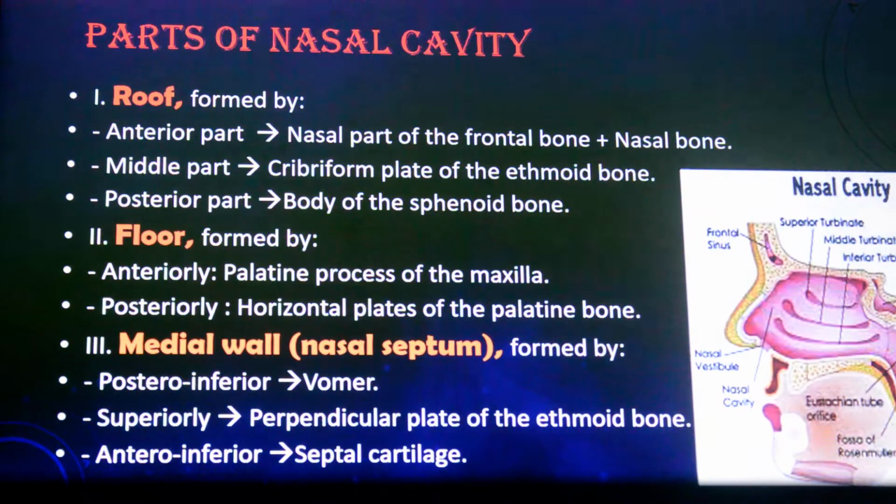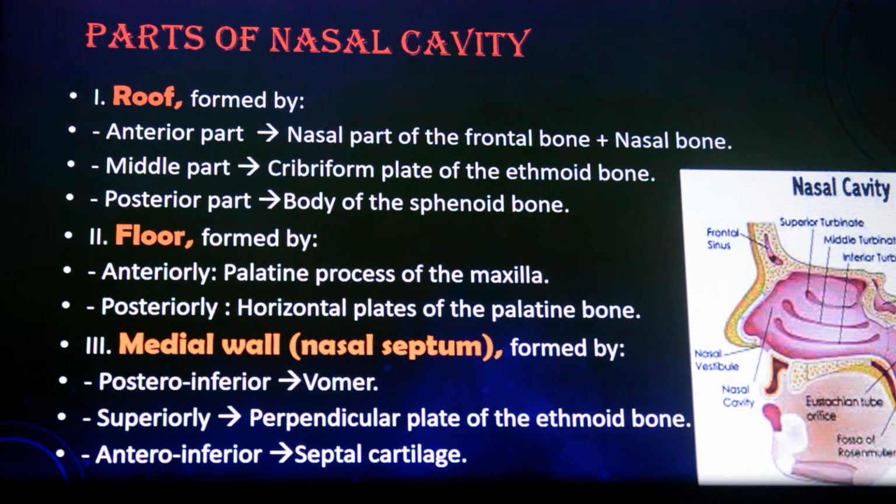Mainly the nasal cavity is made up of the roof, the floor, the medial wall and the lateral wall. The roof is mainly formed by the frontal bone along with the nasal bone from the superior side. The middle part is formed by the cribriform plate of the ethmoidal bone, and posteriorly by the sphenoidal bone.